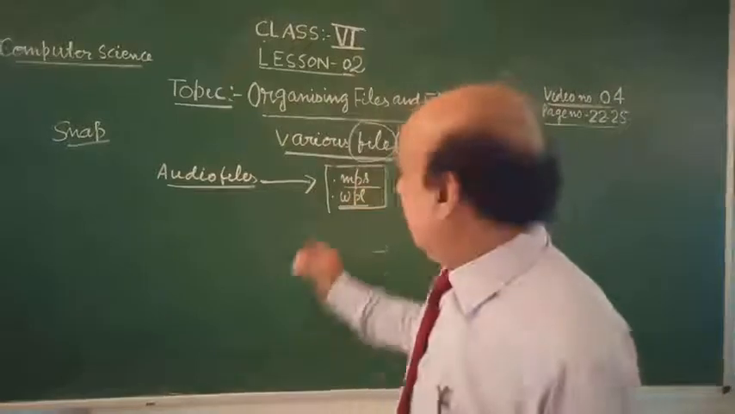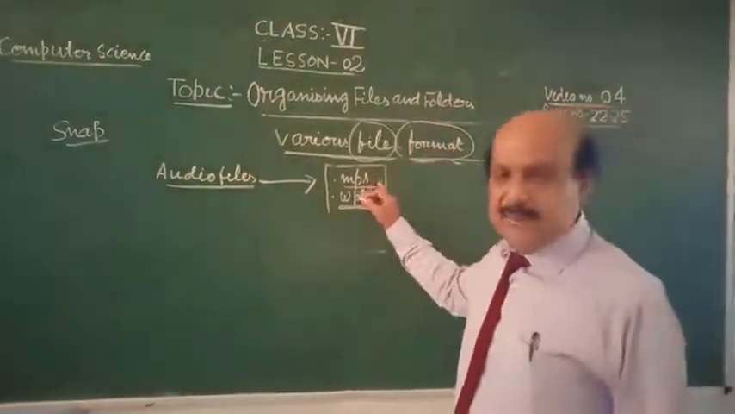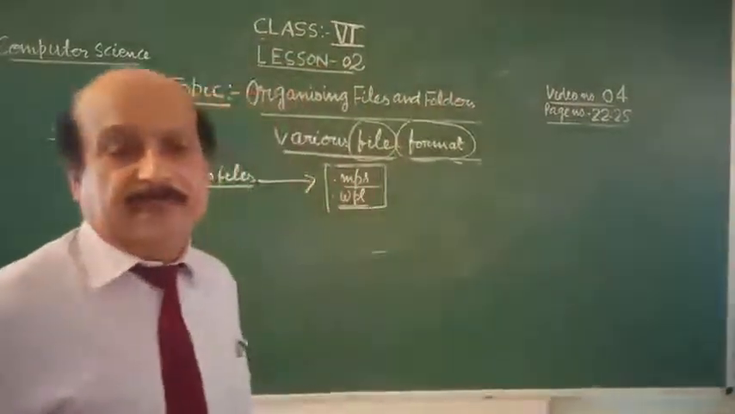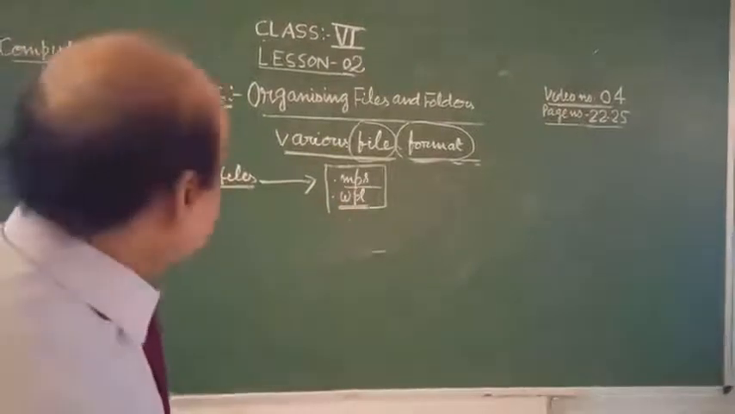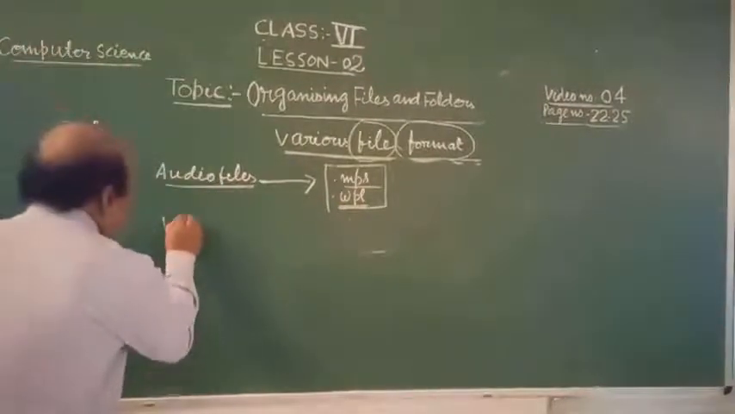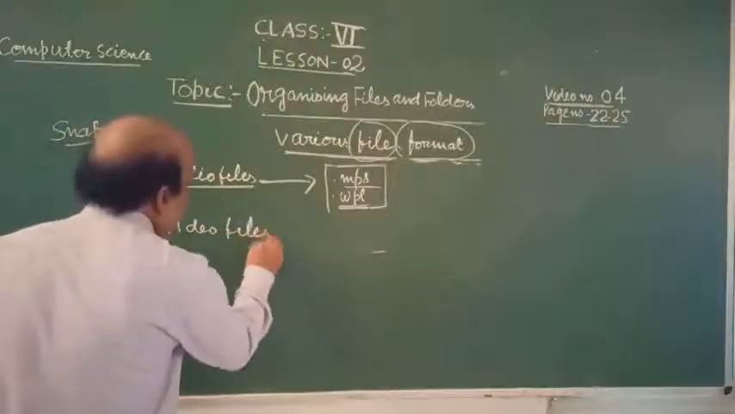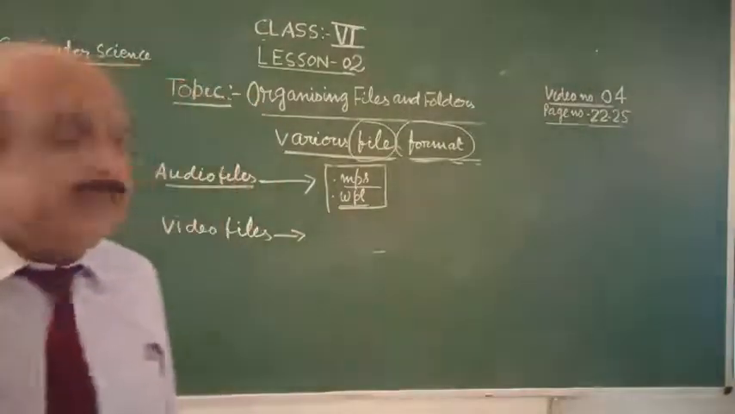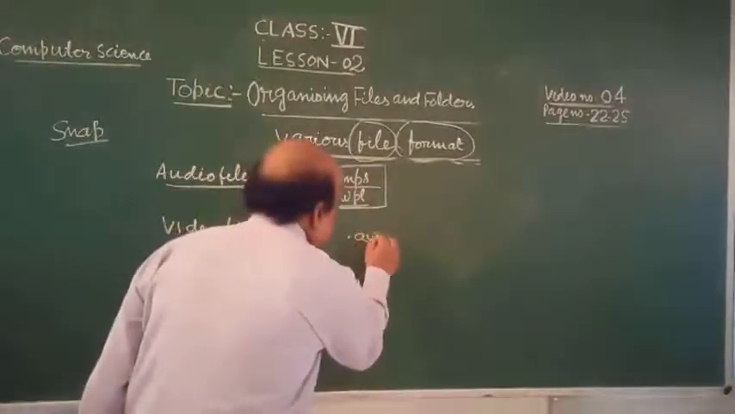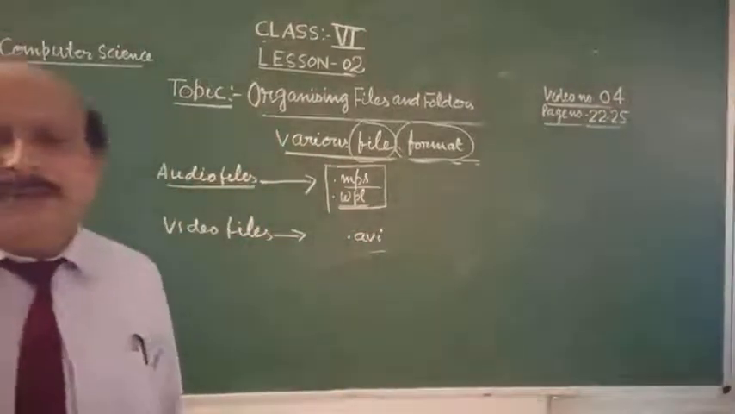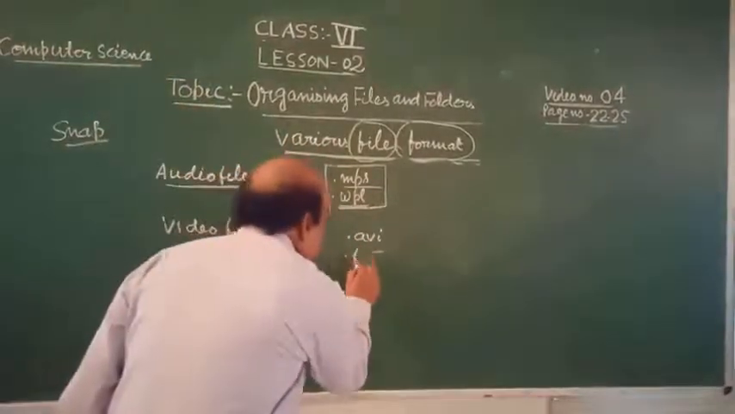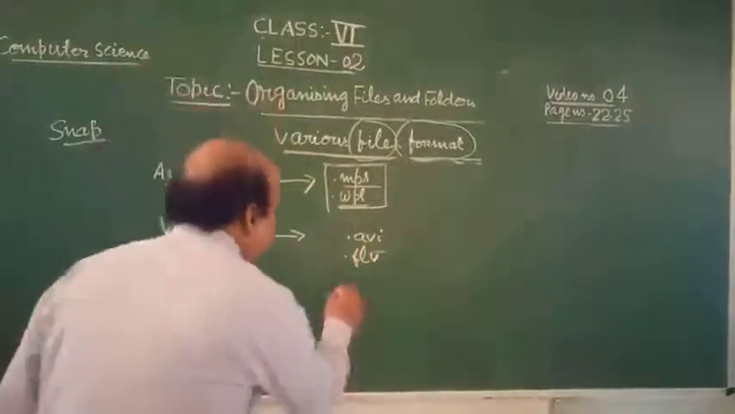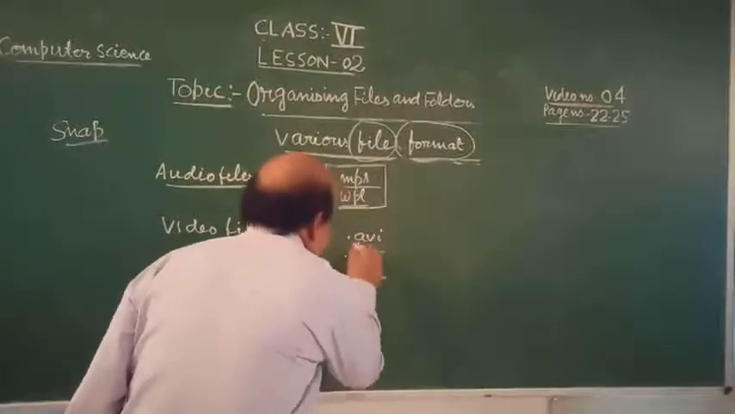Is it clear? So how are we identifying? With the help of the extension, that is the audio file. Same thing for video files. If you have created video files stored in your computer memory, they will take the extension .avi. The second extension can be .flv. The third can be .mp4.